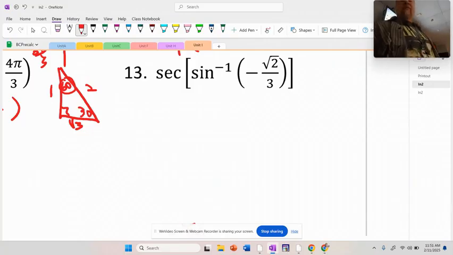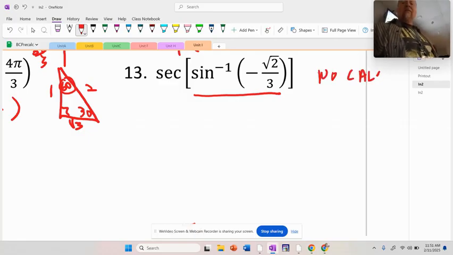Okay. And then what's inverse sine of root 2 over 3? Oh, no. How do I do this one? And this is in the no calc section. What?